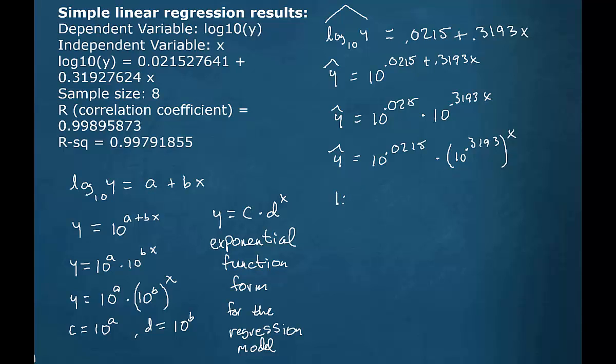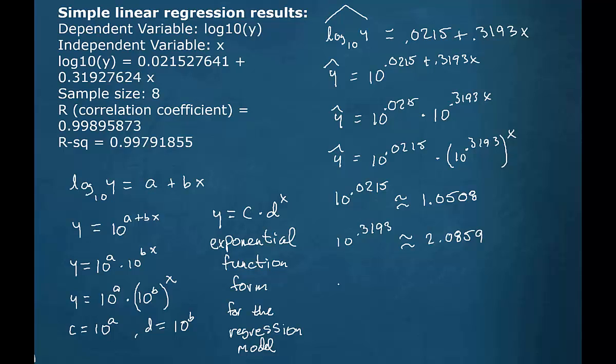And a quick calculation will tell us that 10 raised to the 0.0215 would be approximately 1.0508, and 10 raised to the 0.3193 would be approximately 2.0859.